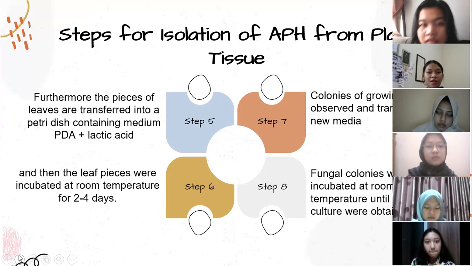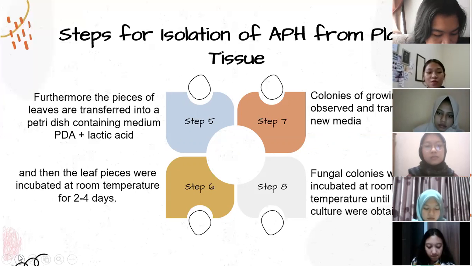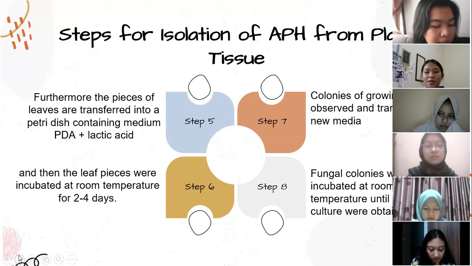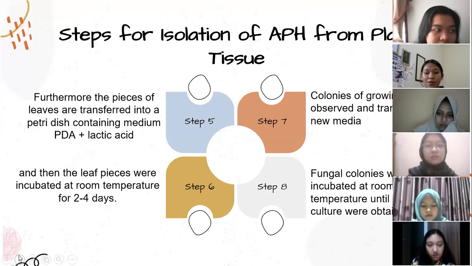Furthermore, the pieces of leaves are transferred into a petri dish containing PDA medium plus lactic acid, and then the leaf pieces are incubated at room temperature for 2 to 4 days. And then colonies of growing fungi are observed and transferred to new media. And the last step, fungal colonies are incubated at room temperature until pure cultures are obtained.